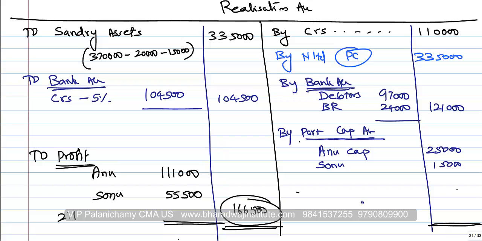Post this profit in the capital account. What is the profit? 1,66,500. How to post this? Shall I proceed? Over.